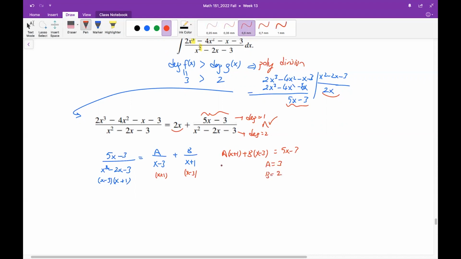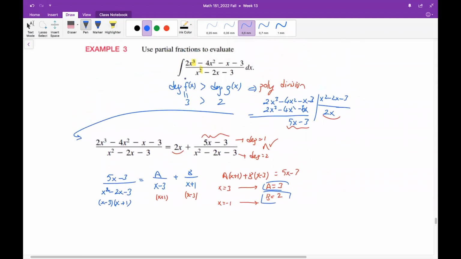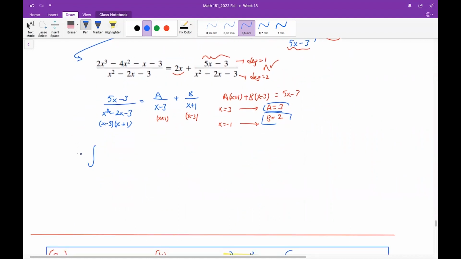If you insert the roots, of course, if you insert x equals 3, you solve for a. And if you insert x equals minus 1, you solve for b. And after solving them, this thing is much easier to integrate. So what was the original question? Integral of this. Instead of integrating it with this form, we will integrate it on the right-hand side. So the question is integrating this thing.